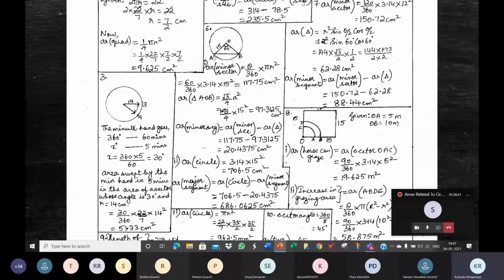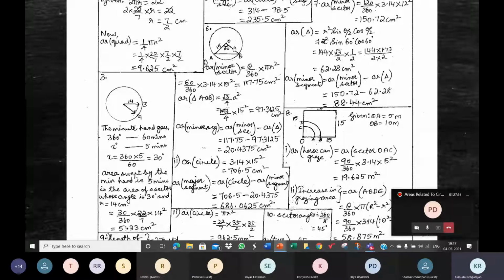You all know it. See here. This is the chord AB. This is the minor segment. This full thing is the major segment. What do you see in the major segment? What are the two plane figures you see in the major segment? This full thing is made up of two things. No, it's made up of this one and this triangle. Ma'am, triangle and segment. Triangle and major sector. Segment.